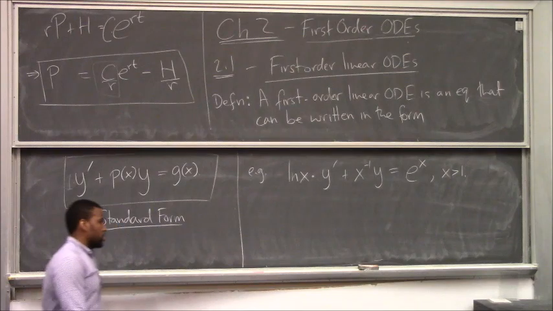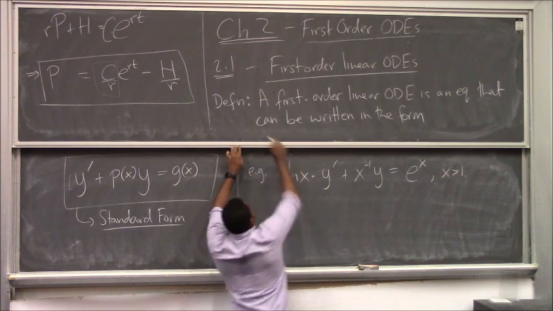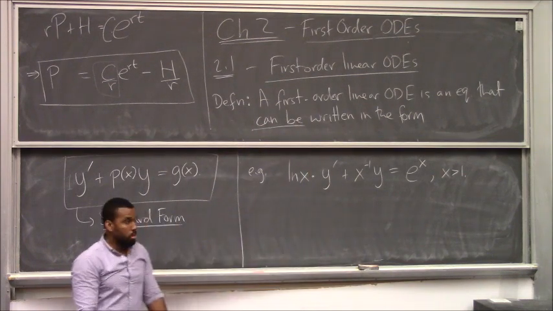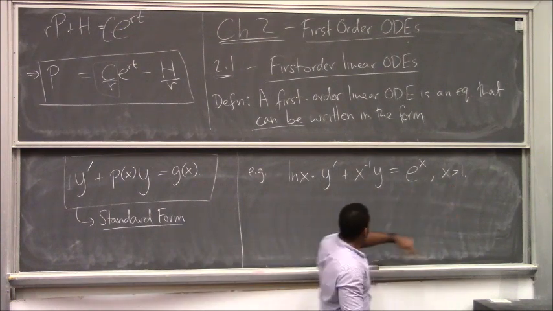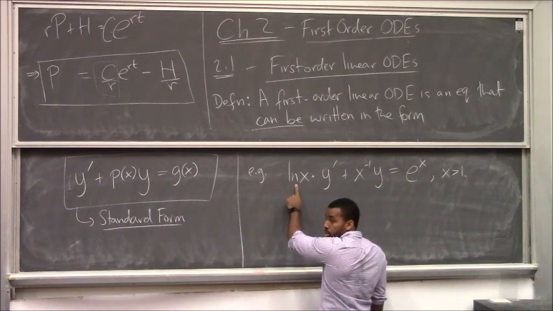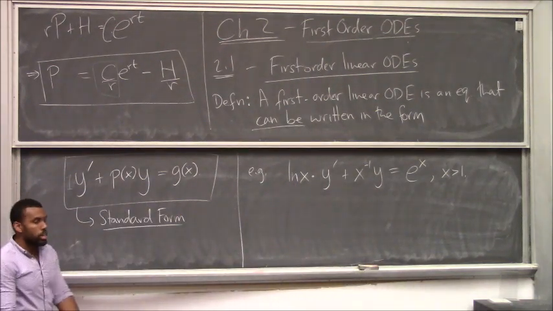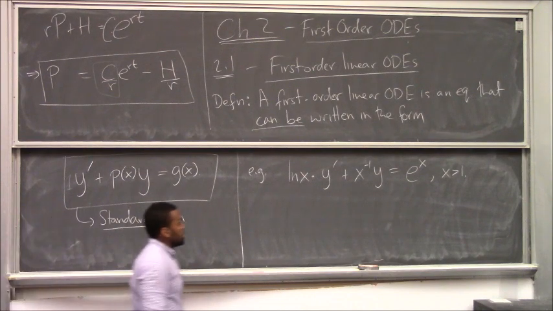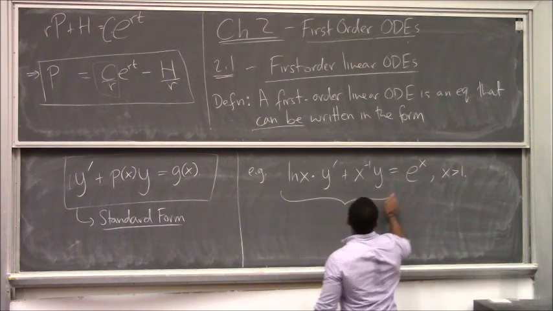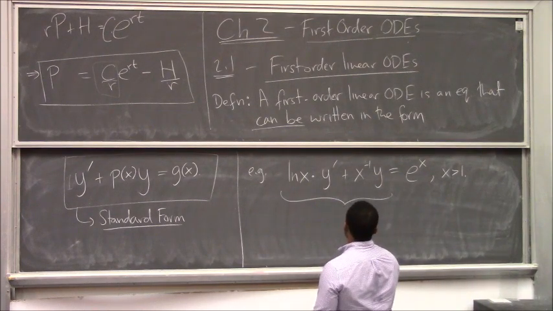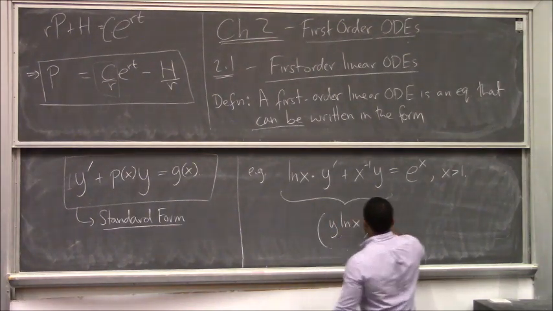Now, of course you can appreciate it doesn't exactly look like the standard form, but I can make it look like that easily by just dividing through by ln x. As long as x is greater than 1, which means the ln is never going to be 0, I can just divide through by ln without any consequence. But at the moment, I am going to refrain from doing that because I see a nice little thing here. I realize that this here is actually y times ln x, all prime.